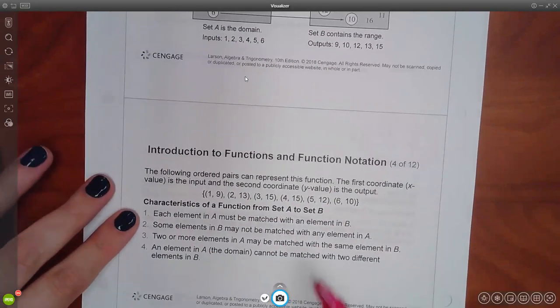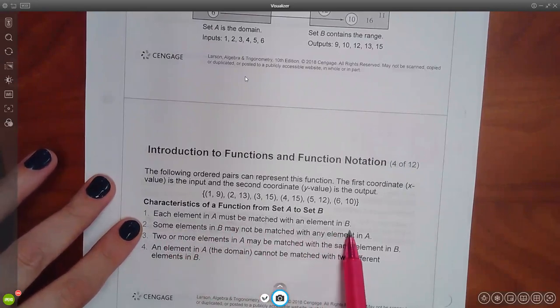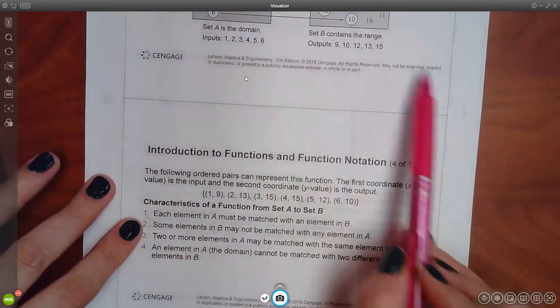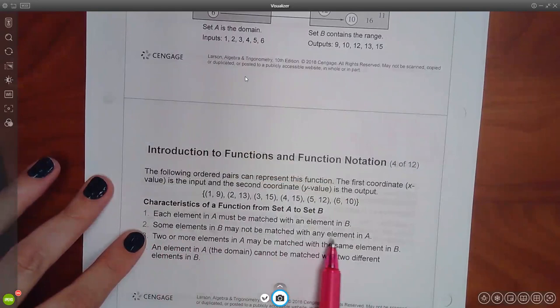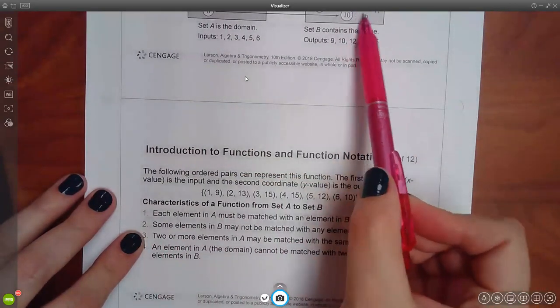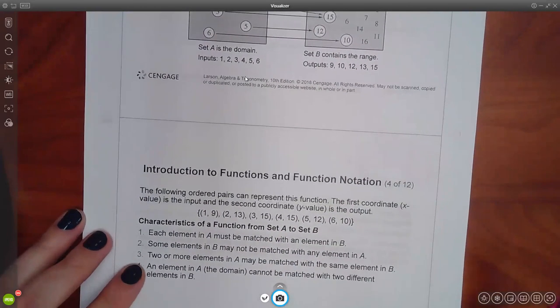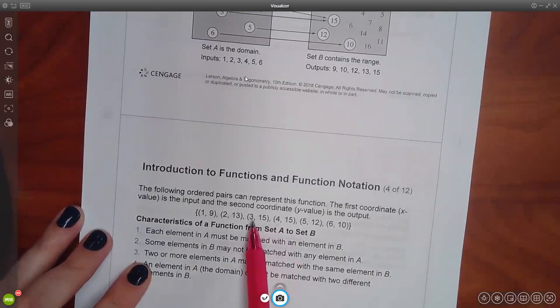Now it tells us here that each element in A must be matched with an element in B. And they are. Every single guy in this here was matched to somebody over there. Next criteria. Some elements in B may not be matched with any element in A. And that's these guys here that were never bubbled, right? All those numbers on the side. 2 or more elements in A may be matched with the same element in B. That happened to us right here. Both 3 and 4 were mapped to 15, weren't they?